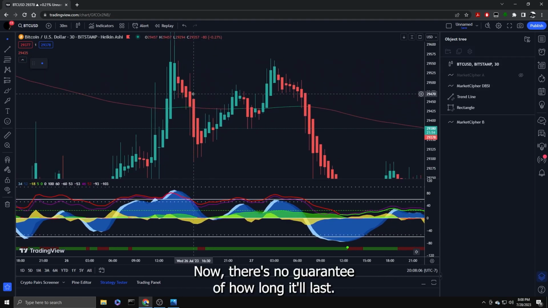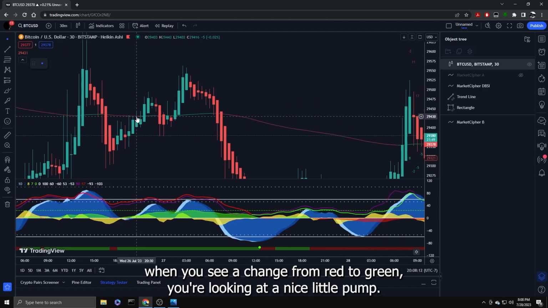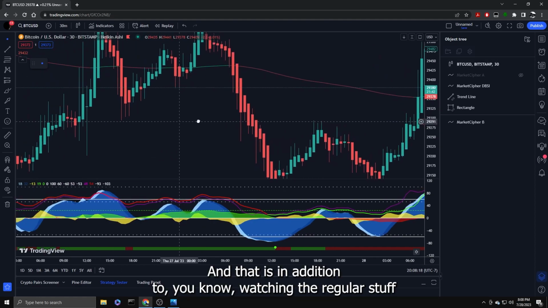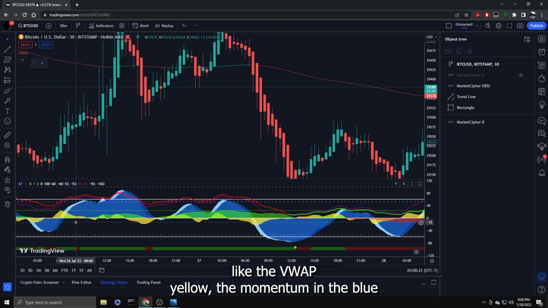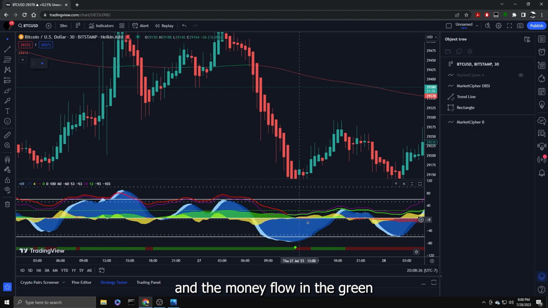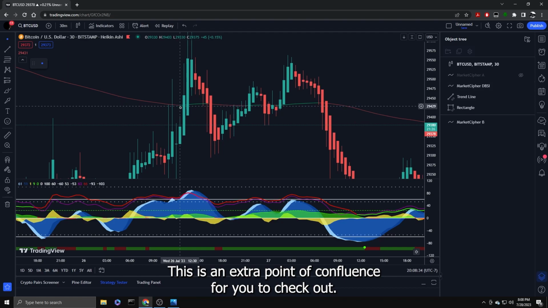Now, there's no guarantee of how long it'll last, and this market's been a little tight when we made this video, but generally, when you see it change from red to green, you're looking at a nice little pump. And that is in addition to watching the regular stuff, like the VWAP in yellow, the momentum in the blue, and the money flow in the green or the red, depending on where the money flow is going. This is an extra point of confluence for you to check out.